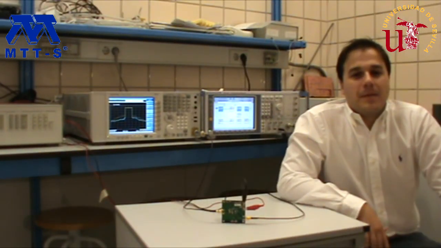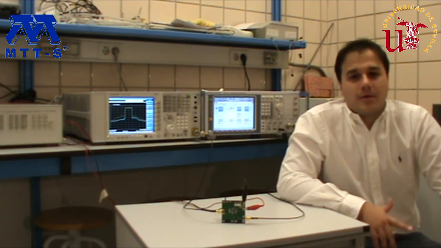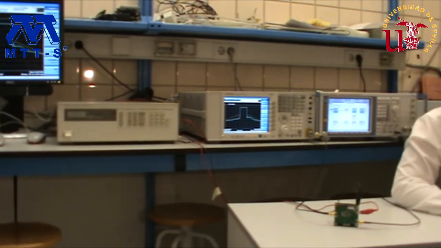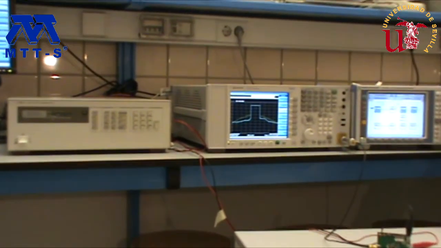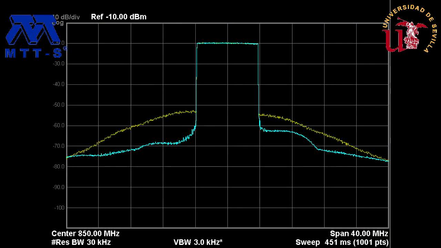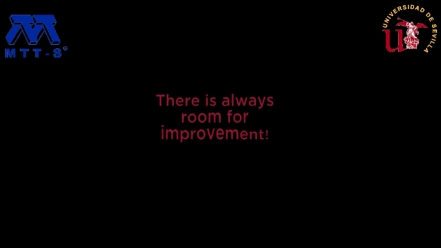Microwave engineering helps us to solve this problem by means of, for example, predistortion. Applying the inverse characteristic to the input signal, we can manage to get a linear output, avoiding the operation of adjacent channels. Of course, there is always room for improvement.